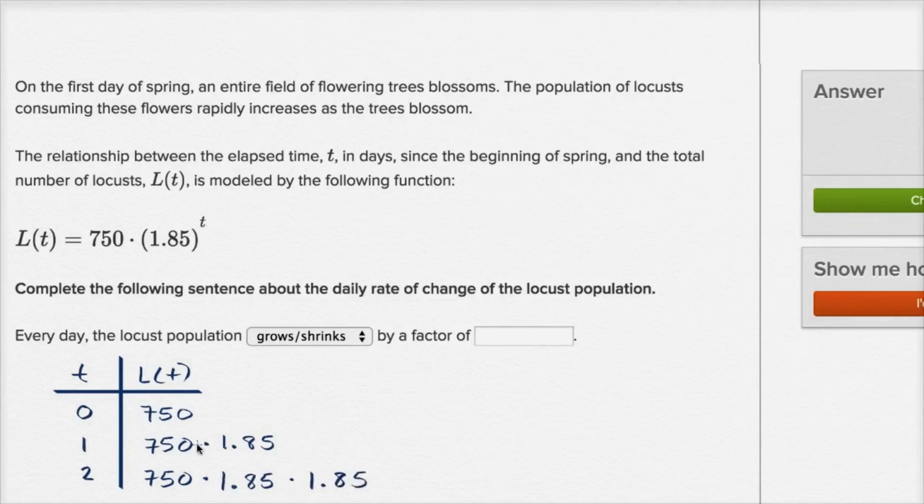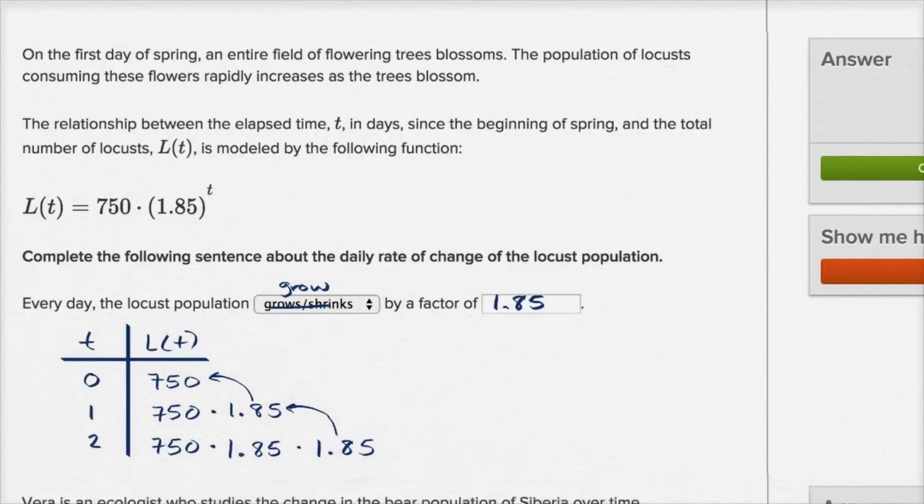So notice, and this just comes out of this being an exponential function, every day you have 1.85 times as many as you had the day before. So we essentially take what we had the day before and we multiply by 1.85. And since 1.85 is larger than 1, that's going to grow the number of locusts we have. So this is going to grow. I'm not on the website right now, so that's why normally there would be a drop down here. So I'm going to grow by a factor of 1.85 every day.